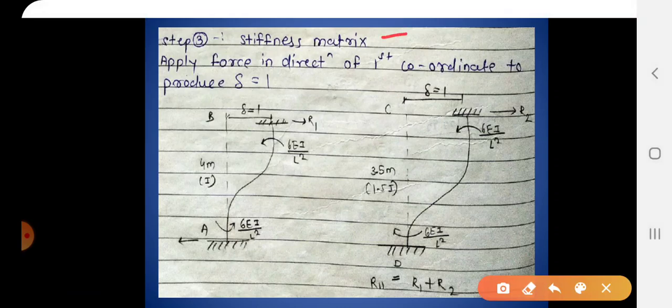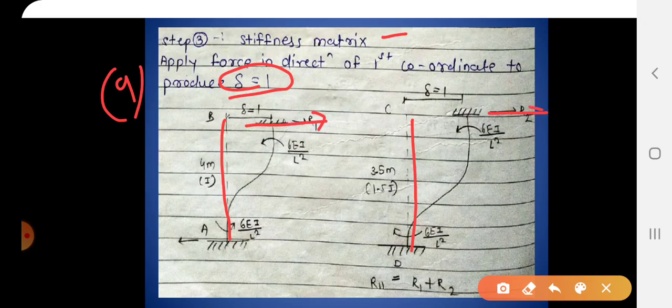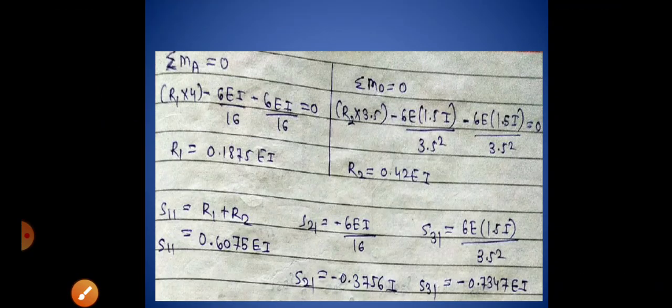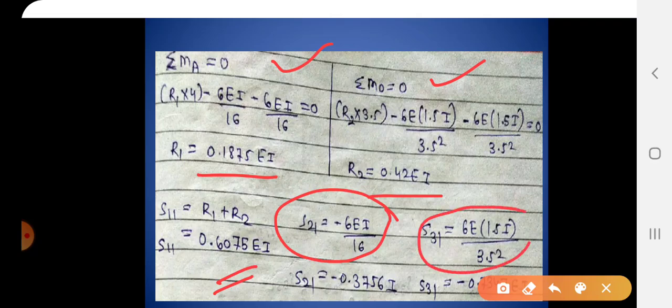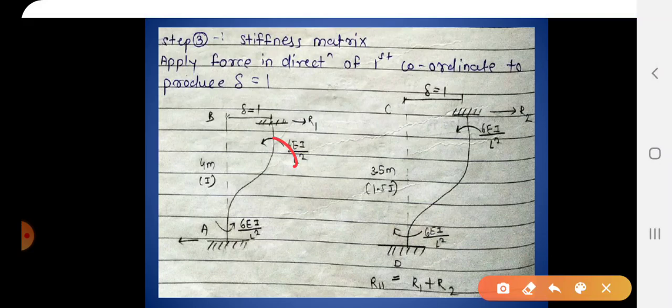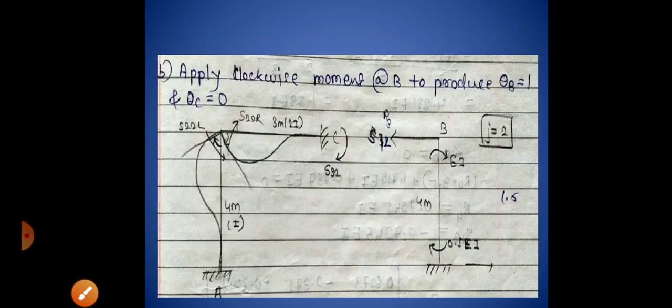Then in step 3, stiffness matrix, again in part A, J is equal to 1, our first coordinate delta is equal to 1. So again considering the free body diagram of column AB and column CD, you can find out R1 and R2. You will get the values of R1, R2 by taking summation MA equal to 0 and summation MD equal to 0. S11 is equal to R1 plus R2, S21 is the moment at B and S31 is the moment at C. Yes, you can see here the moment at B, moment at C, S21 and S31.